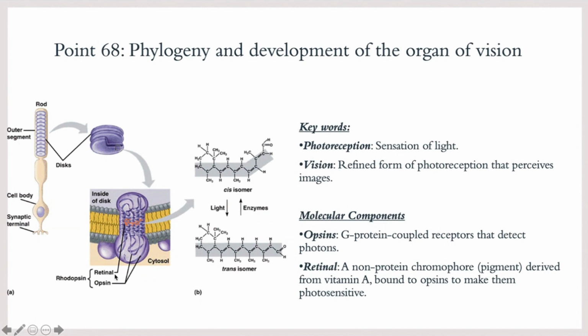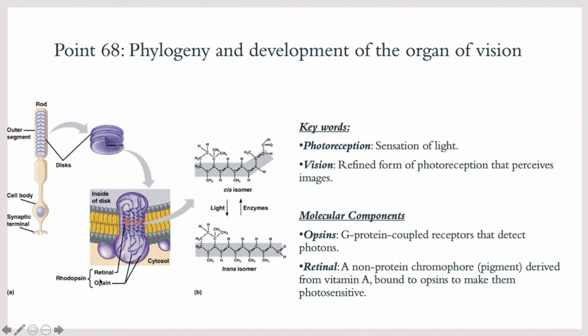Then we have the retinal. Retinal is this kind of squiggly, swirly thing inside of this thing. And the retinal is a non-protein chromophore. Chromo means color, so pigment. It's a non-protein pigment that comes from vitamin A, and it binds itself onto the opsins and allows the opsins to be photosensitive, meaning light sensitive, so that the opsins are able to detect light.